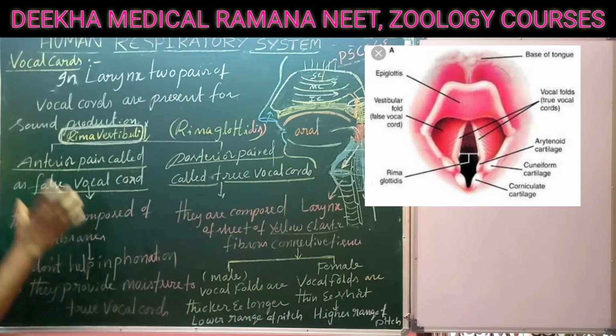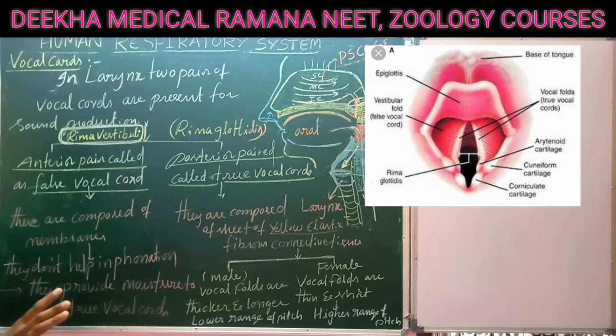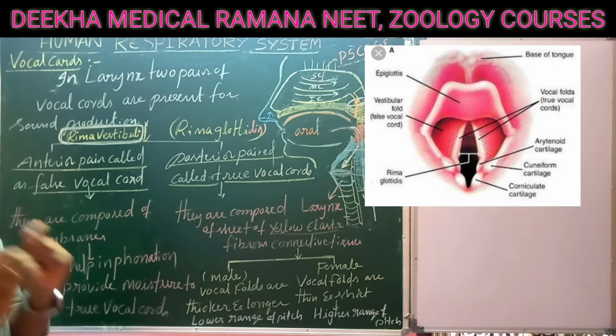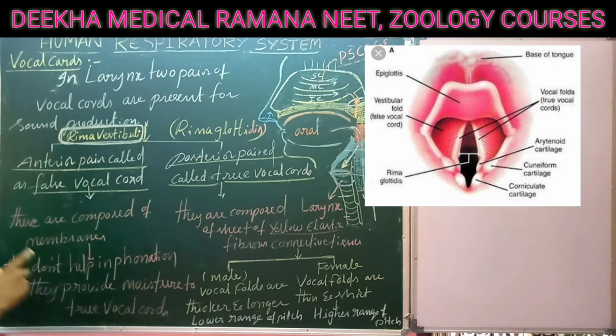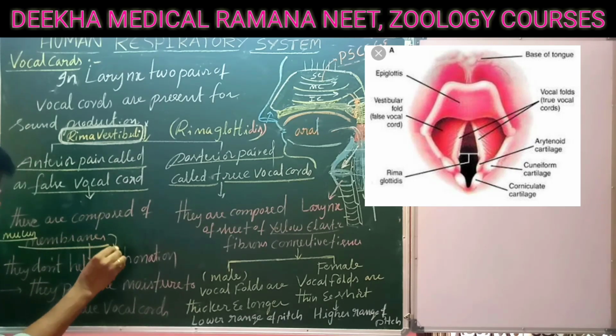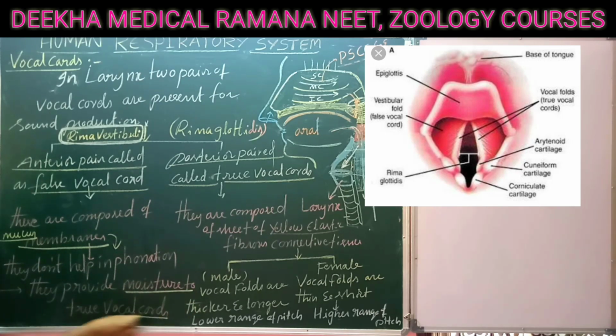Among these, false vocal cords are not involved in phonation. That means they do not produce a sound. These are composed of just a mucous membrane. This mucous membrane secretes mucus that always moistens the true vocal cords.